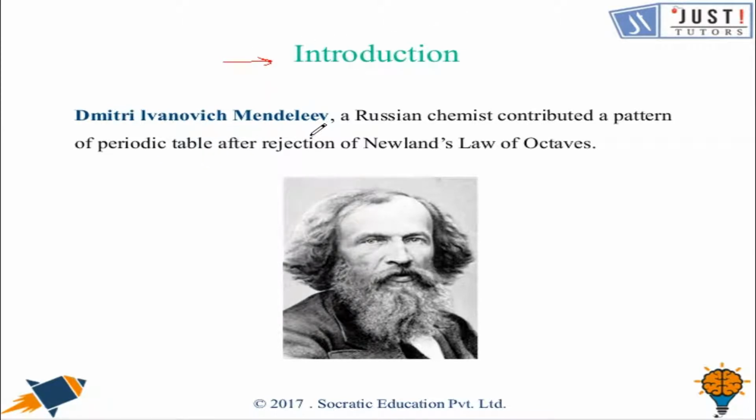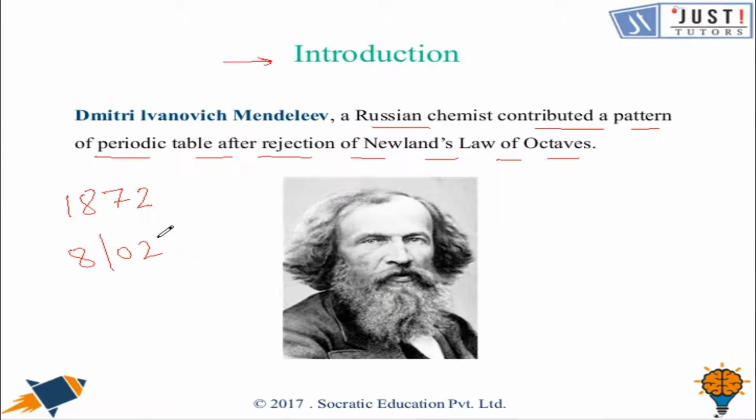Dmitri Ivanovich Mendeleev, a Russian chemist, contributed a pattern of the periodic table after the rejection of Newlands' law of octaves. It was published in 1872 in a German journal. He was born on 8 February 1834 in Tobolsk in western Siberia, Russia. In this periodic table, elements were arranged on the basis of their fundamental properties.